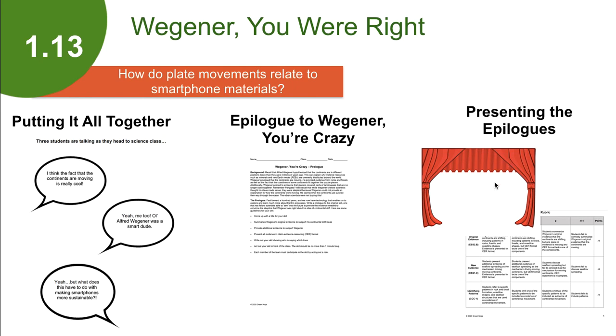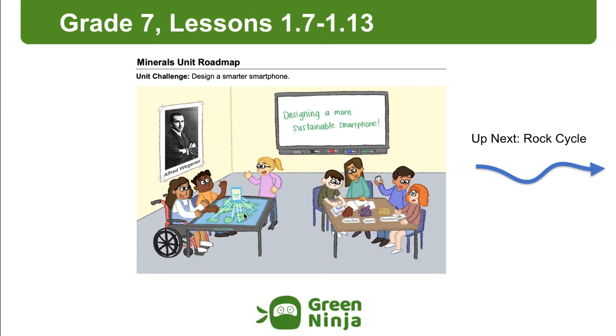They present these skits as summative assessments of their understanding of how plates move around and are evidence that that actually happens. We provide a rubric to help you score the skits. Students are starting to be able to explain the patterns they see in the mineral resource distribution. They'll be able to say more once they learn more about how rocks and minerals form. And that's up next, the rock cycle.